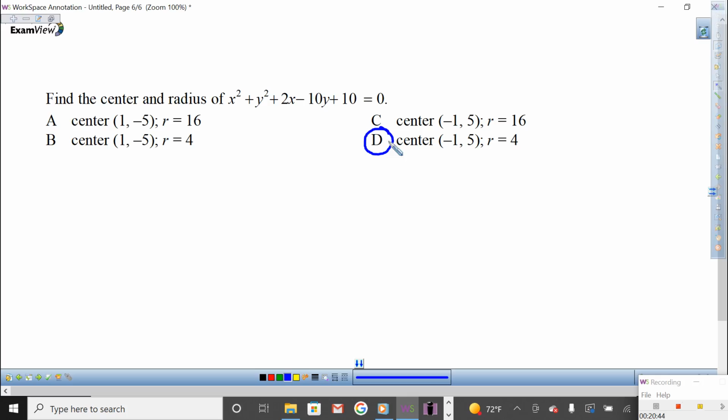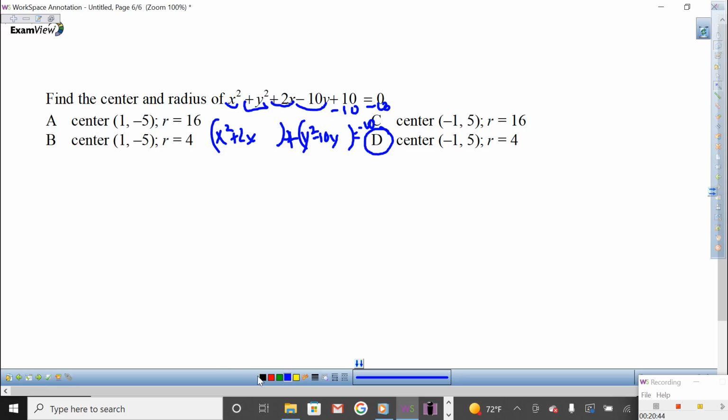D. Hands up if you got D. That is correct. Let's find out. So, we get rid of the constant: minus 10 on both sides. That gives us x squared plus 2x, leave an empty space, plus y squared minus 10y, leave an empty space, and all that equals negative 10.